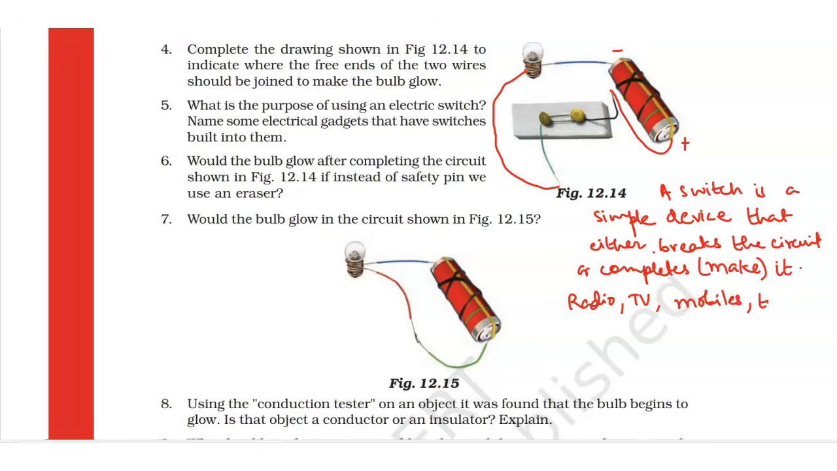Then we have torch, even the toys which the kids play, so electric toys, etc. All right. Okay. Now, number 6.